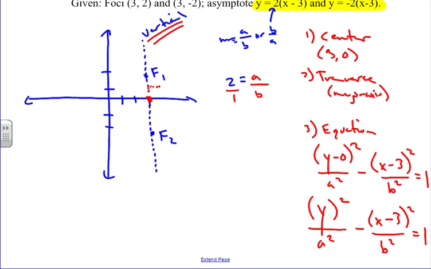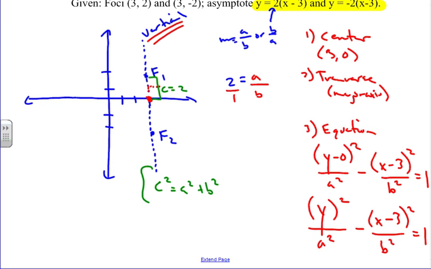The one thing we do know is that we have a c value which is equal to 2. Now, because the c value is equal to 2, I can use this equation for hyperbolas: c squared equals a squared plus b squared. And I'm going to use this equation to help me figure it out.